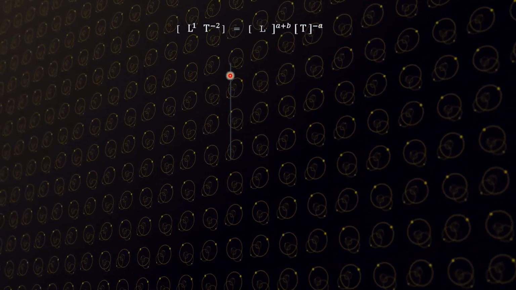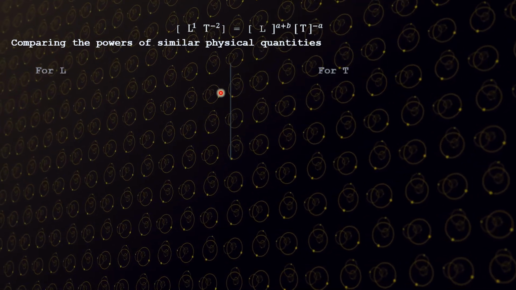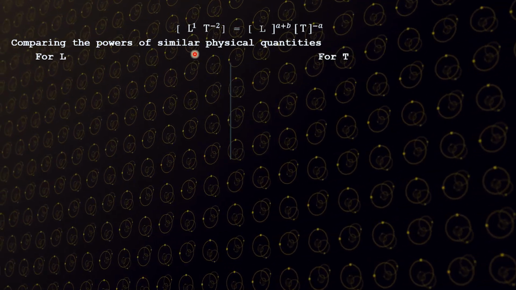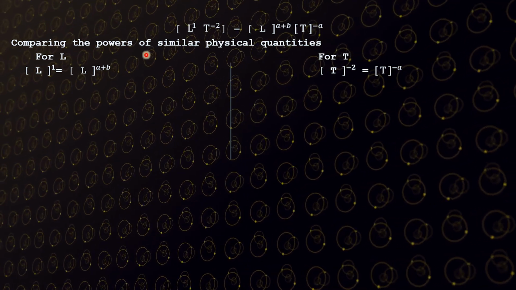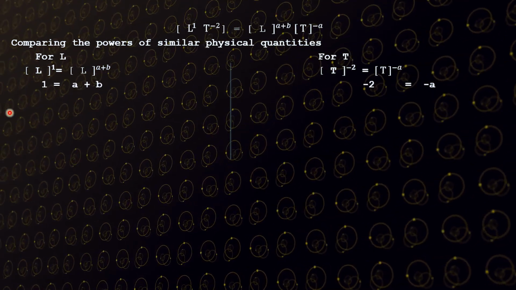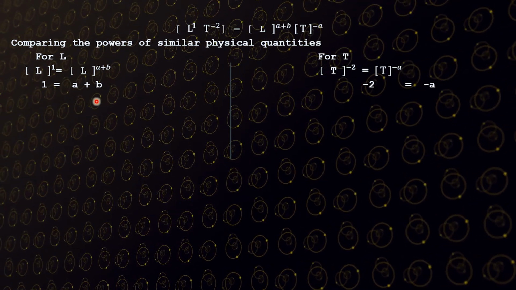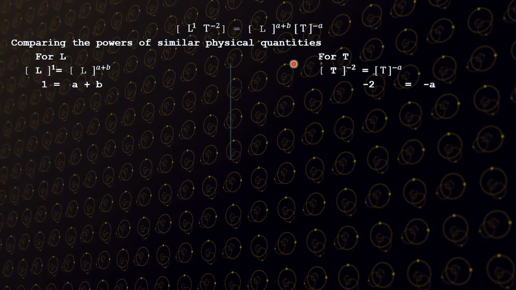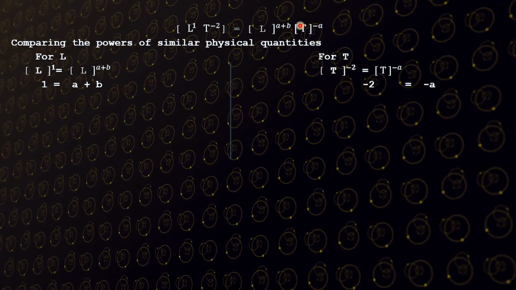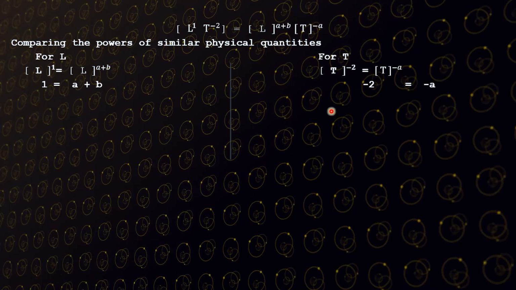Next step, we are going to compare the powers of L and T. On the left hand side you can see the power of L is 1 and on the right hand side the power of L is a plus b. So comparing, 1 is equivalent to a plus b. And for T, on the left hand side the power of T is minus 2 and on the right hand side the power of T is minus a.